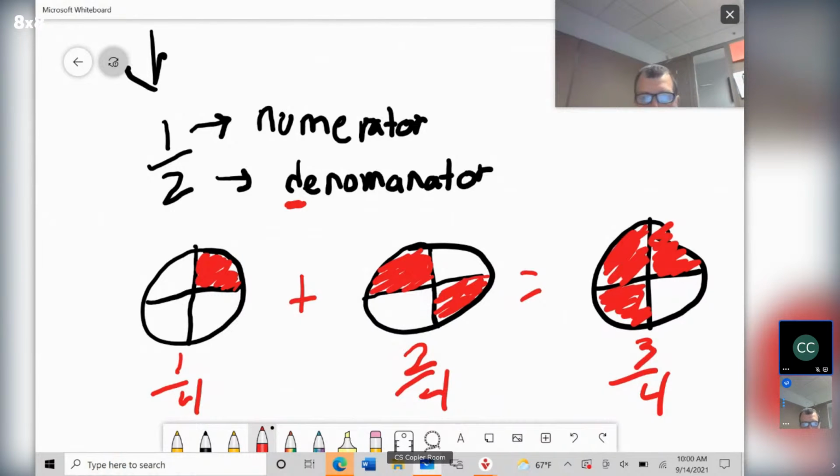And I gave you the visual because this is what it would look like if we have 1/4 of the pie here and then 2/4 of the pie here. If we add them together, we're going to have 3/4 of the pie. Okay, so when we see the denominator is the same, just go ahead and add the top numbers. But I wanted to give you the visual to see what it looks like. Okay, let's do another one here.